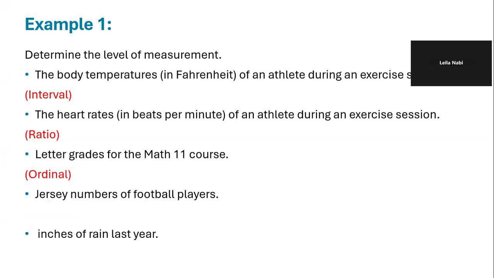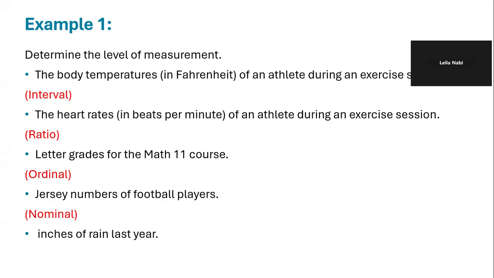Jersey numbers of football players. Jersey numbers are numbers, but we learned in the last section that they work as a label for the football players. We can't put the players in order based on their jersey number, or there is no meaningful difference between the jersey numbers. We can't find the difference because jersey numbers only work as a label for each player. So it can be only nominal.